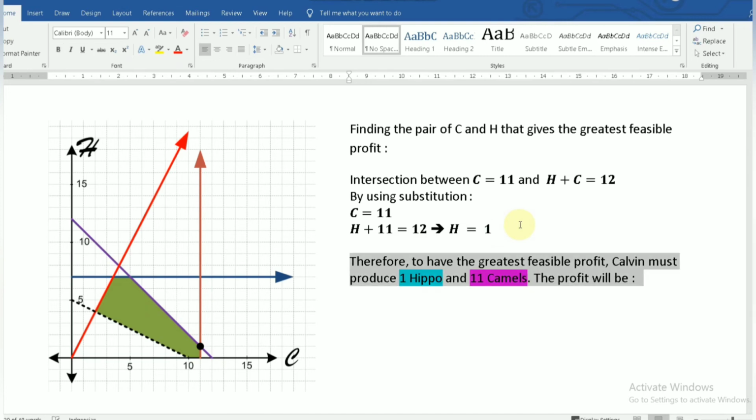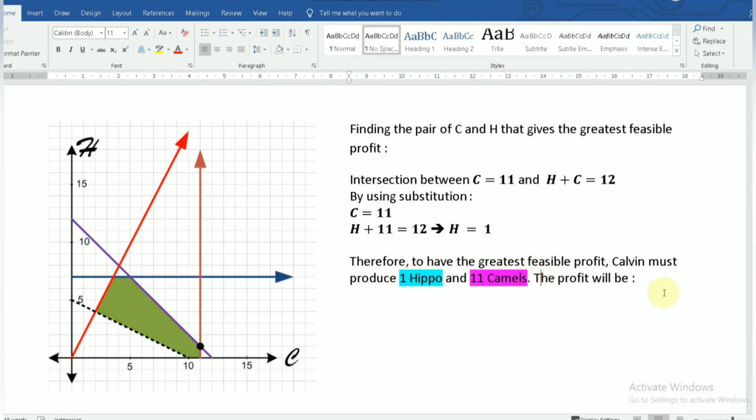So therefore, to have the greatest visible profit, Calvin Butterball must produce one hippo and 11 camels. Since one hippo and 11 camels is accepted, it's not violating any of the restrictions that were given, and it is the only pair that gives you the highest possible profit.